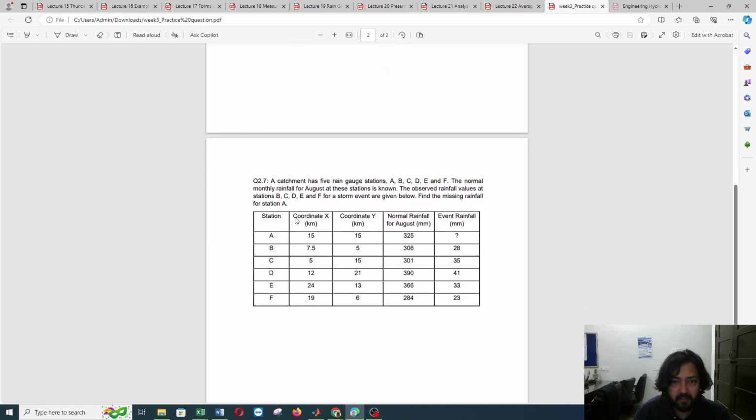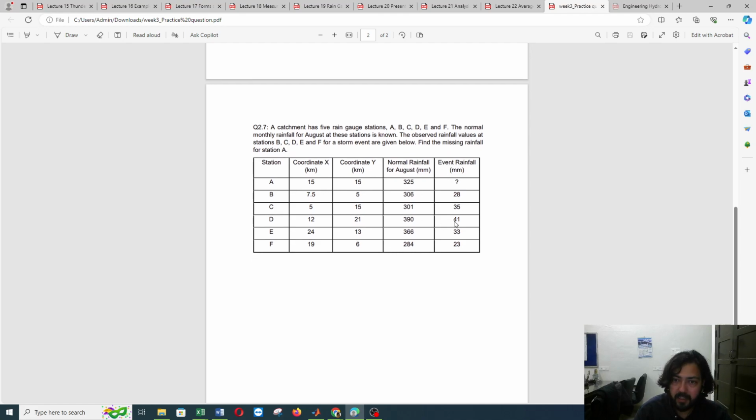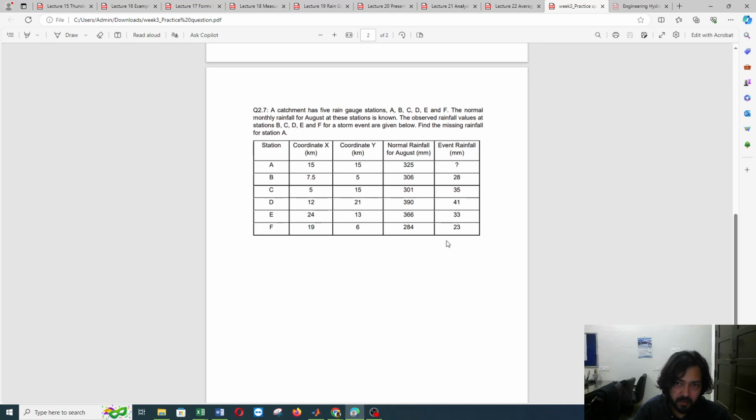The last sum that I have given is based on the inverse distance method. So here you can apply both approaches to find the missing rainfall at station A. You can apply the inverse distance method and also the normal ratio method, since normal rainfall is given to you. And then you can cross check whether the value coming for the rainfall at A is the same or not. It would be somewhere around the same. So let us solve this sum by both methods, that is by normal ratio as well as by using inverse distance.